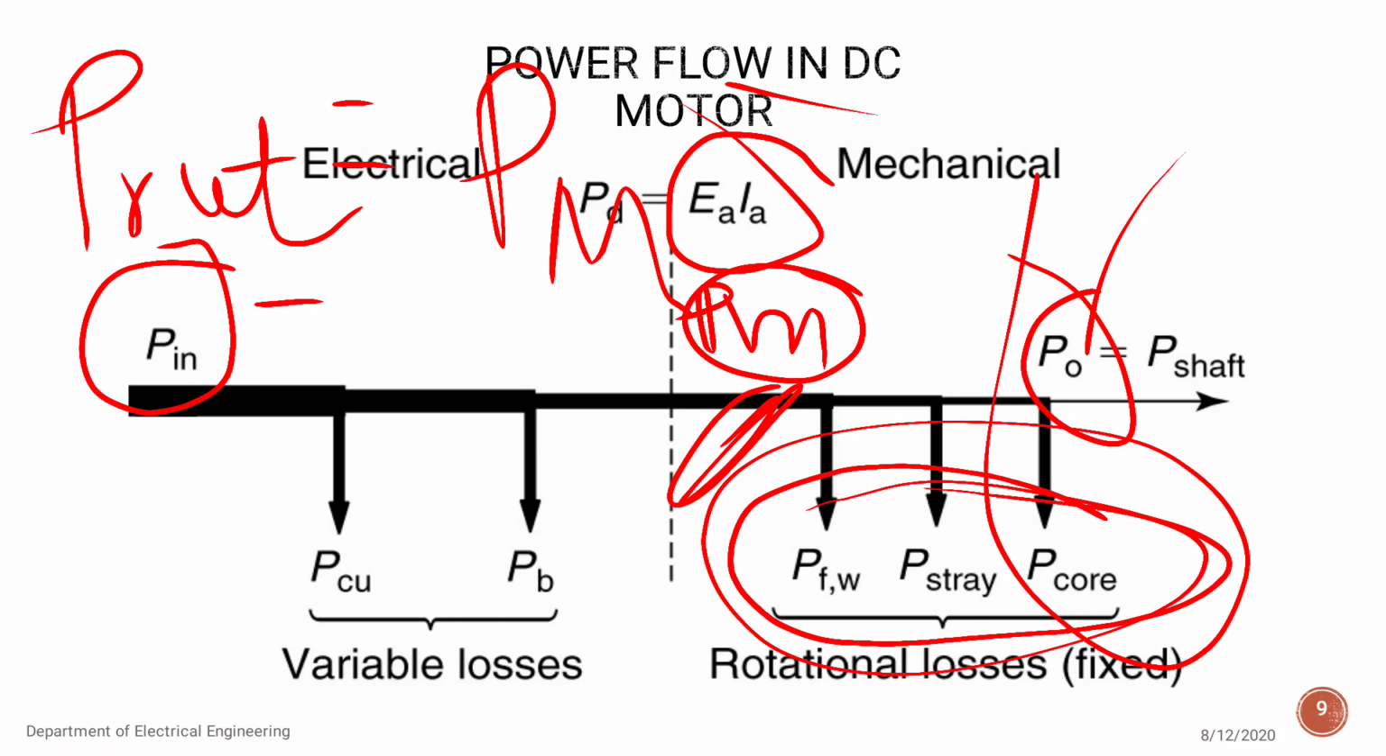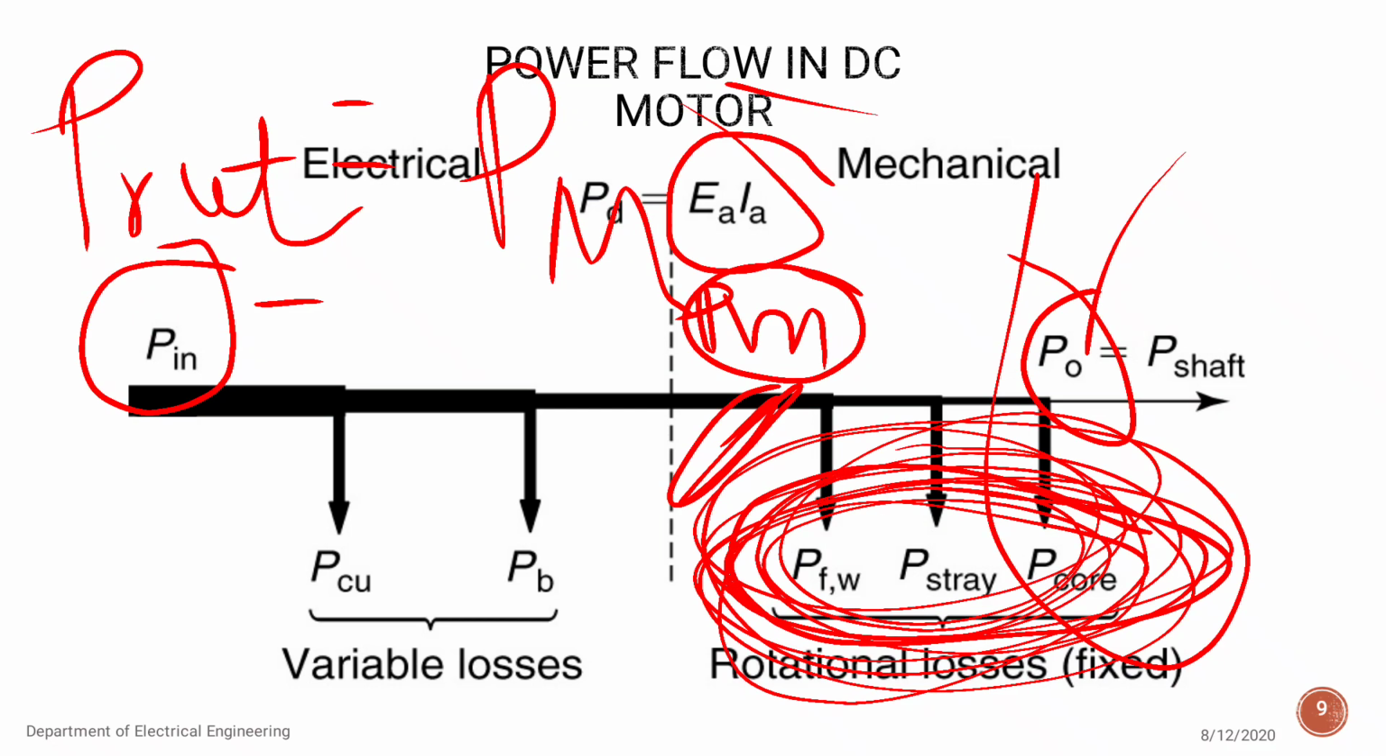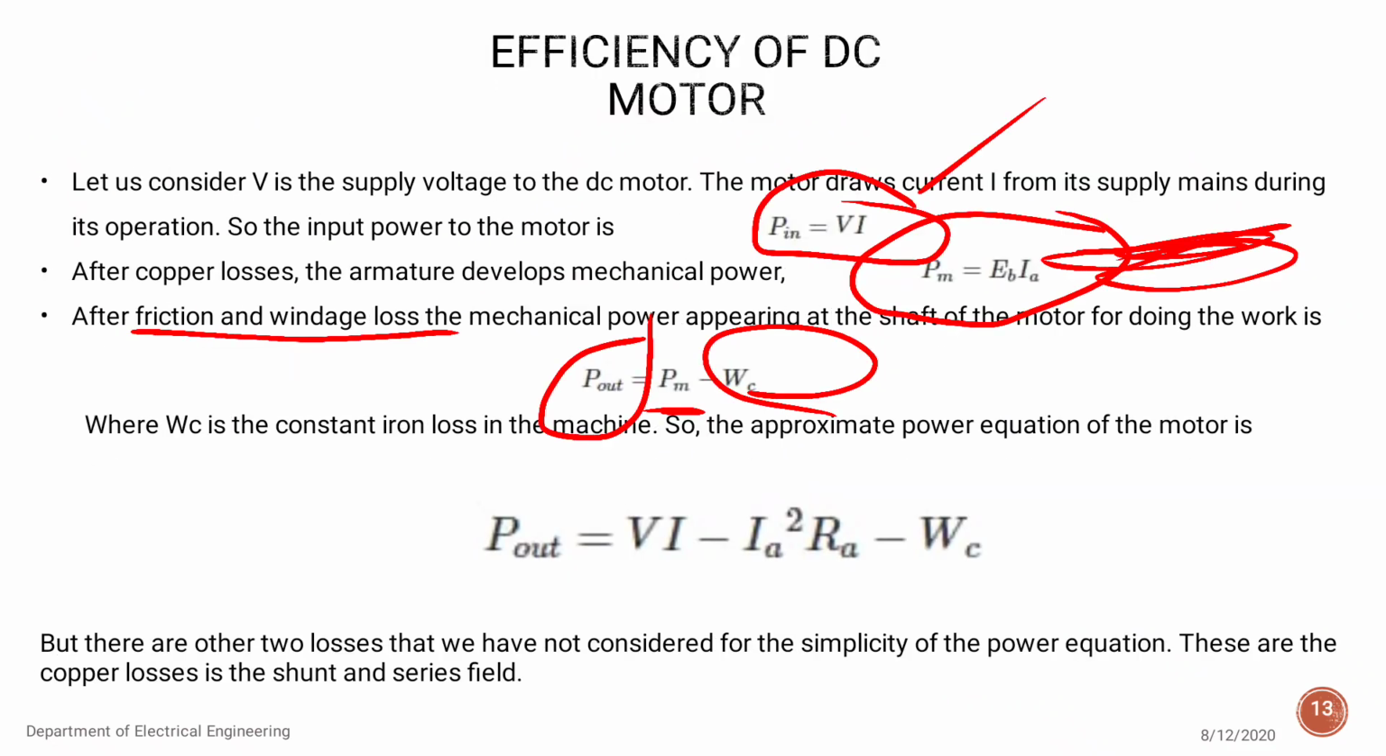That all losses, ह्या सगळ्या लॉसेस साठी काय नाव दिलं मी, एकच, WC. So WC is equal to PFW plus P stray plus P core. Okay, so for simplification I have taken that P out is equal to mechanical power minus all the rotational or constant core losses. Now I think you are clear.